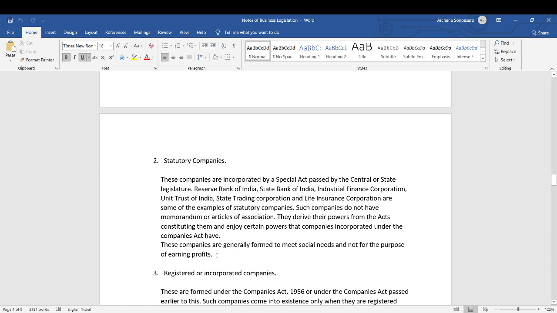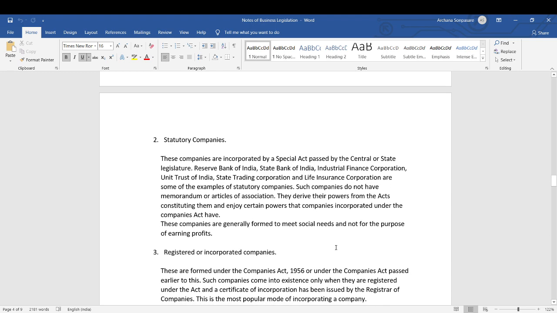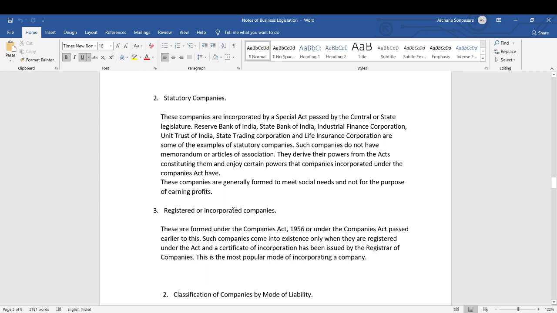We all know that behind the formation of every company there is a common purpose, to earn profit, but statutory companies are not formed for the purpose of earning profit. The purpose behind forming a statutory company is to meet social needs. What are the needs of society that are fulfilled by starting all these companies? Now the third part, that is, the registered or incorporated companies.